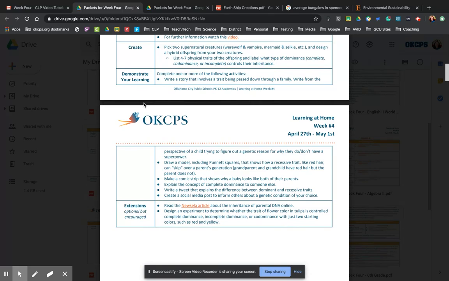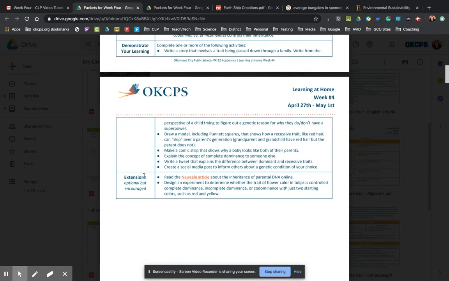For Demonstrate Your Learning, you have 6 options. Read over them carefully and pick at least one of them and make sure you do it thoroughly. And then, of course, you have your option of an extension activity. And remember to challenge yourself whenever you can. So these extension activities are really great.